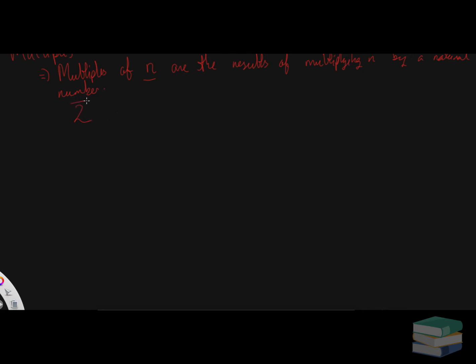An example of this is if you take the number 2. If you multiply this number 2 by any natural number, you'll get a multiple of 2. So if you multiply 2 by 3, you'll get 6. 6 is a multiple of 2. If you multiply 2 by 8, you'll get 16. 16 is a multiple of 2. If you multiply 2 by 100, you'll get 200. 200 is a multiple of 2.